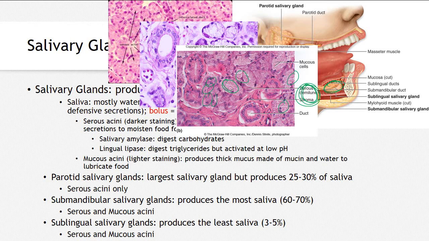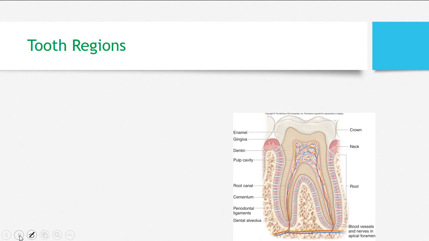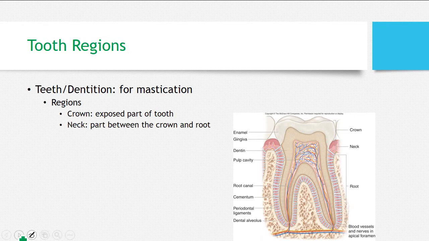For these, don't worry too much about the histology because you're not going to be tested on it. This I think is pretty straightforward, so I'm not going to go over this.